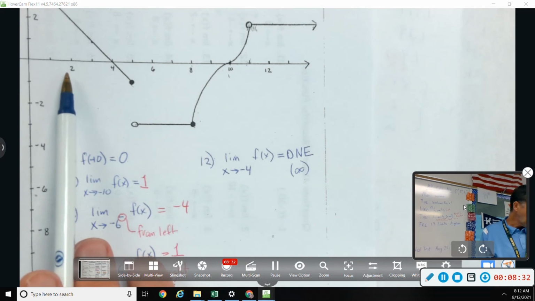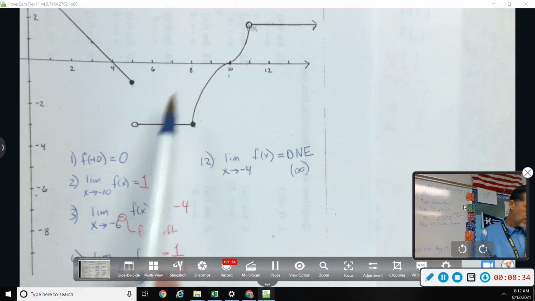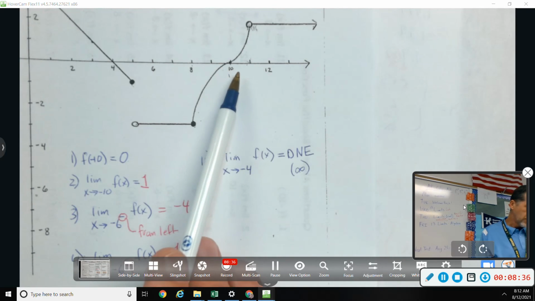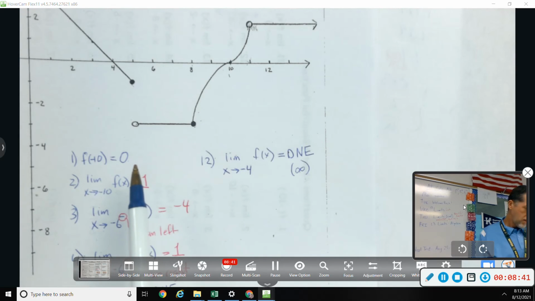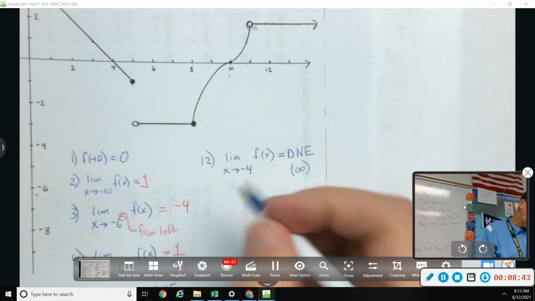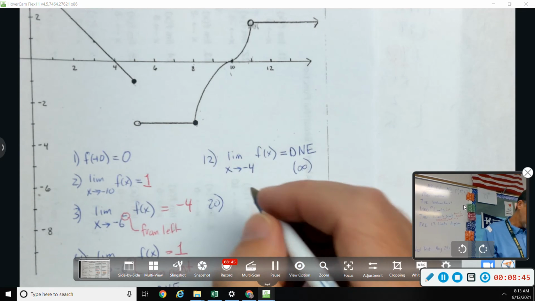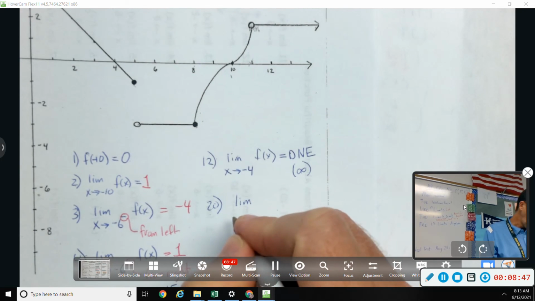Just looking to see if there are any others where anything weird is going on. Let's skip to number 20 and then I'll leave the rest of them for you.